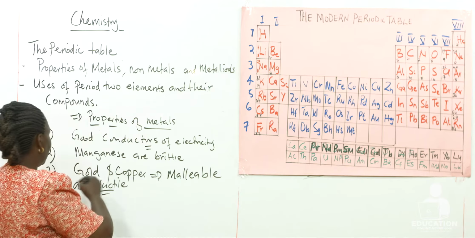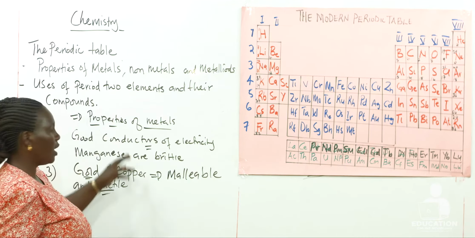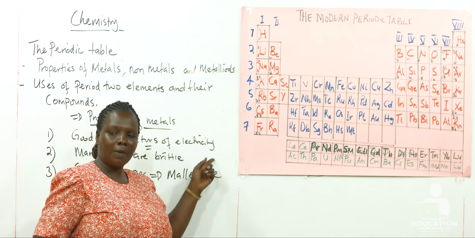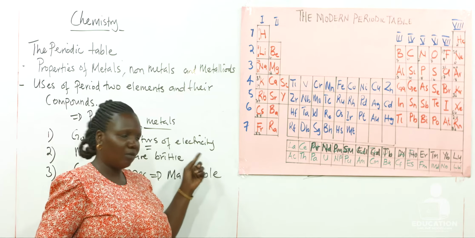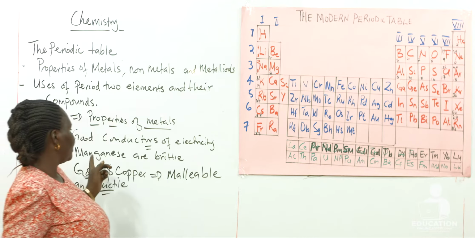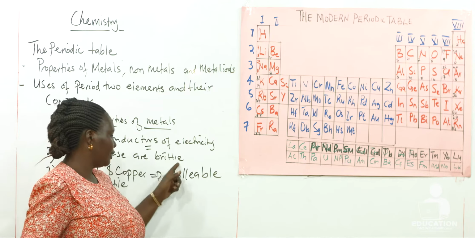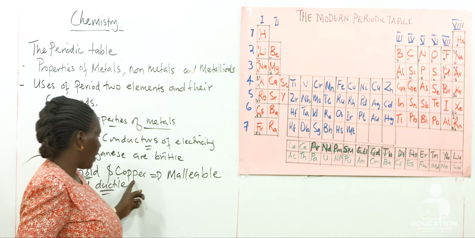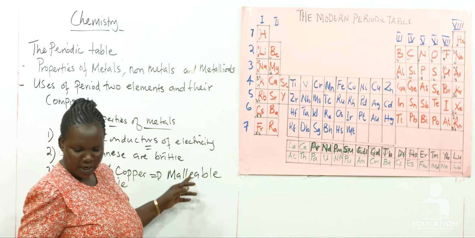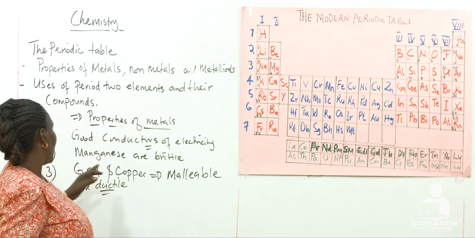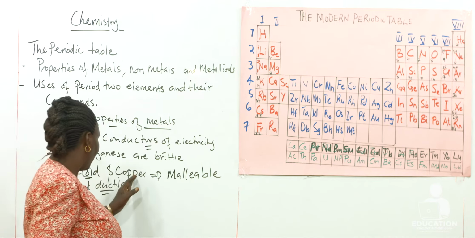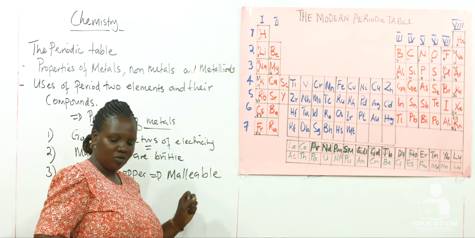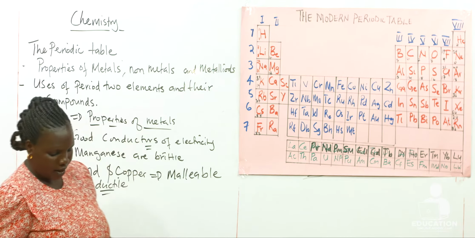So these are the properties of metals. We say they are good conductors of electricity, and this is the only property by which we can differentiate metals from non-metals. Some of them are brittle, like manganese, and metals like gold and copper are malleable. We can squeeze them into wires, like copper wires, and they are ductile. They can be hammered or beaten to give us different styles.